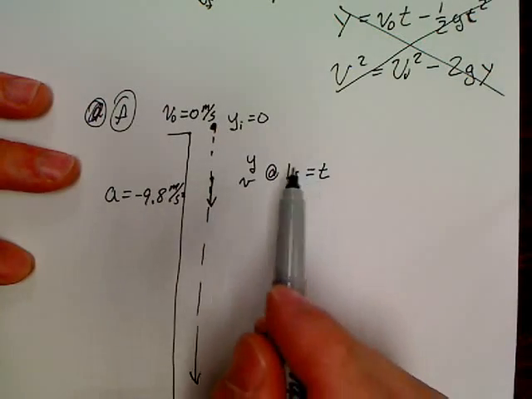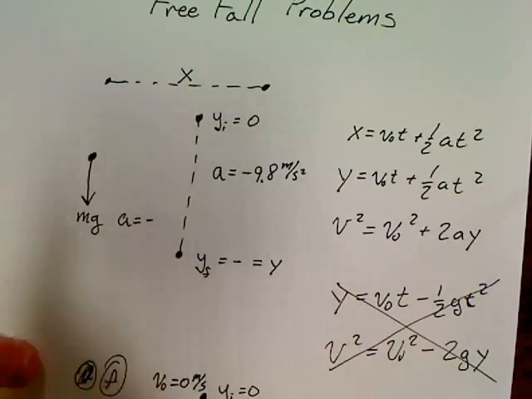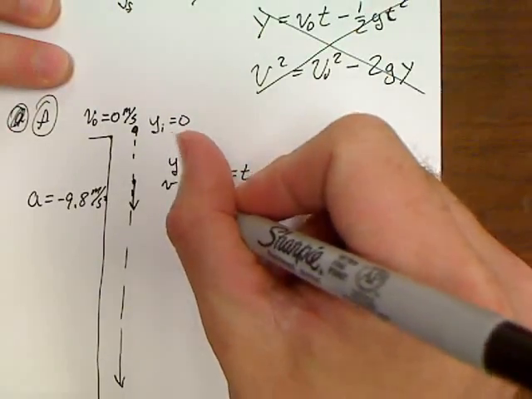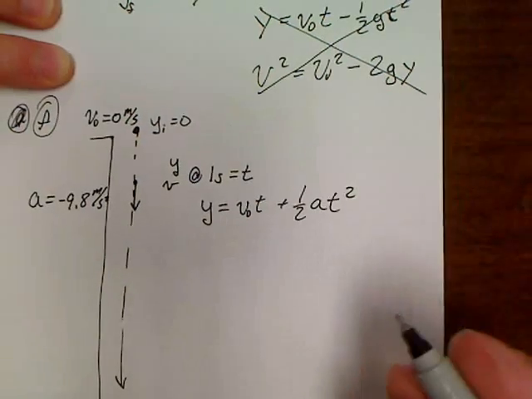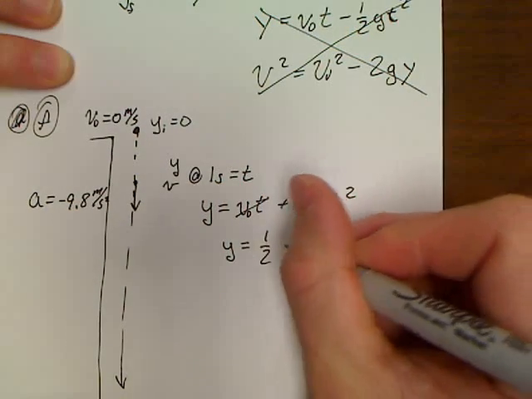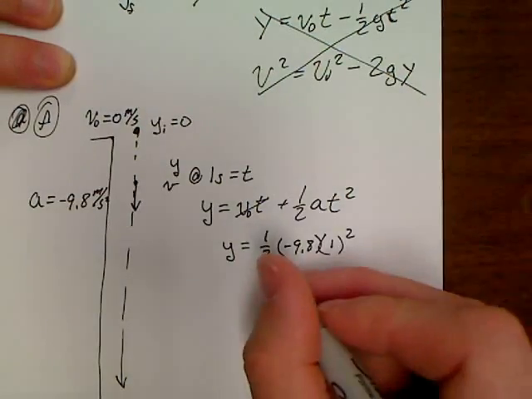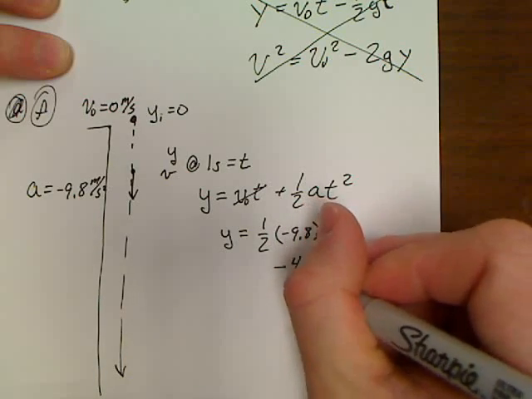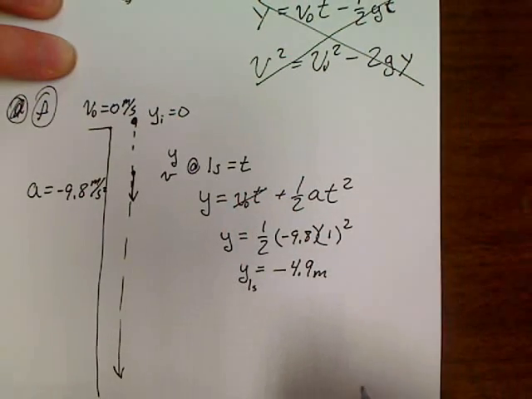So now if you look, we've got one, two, three numbers. Just like I told you on the problems that work like this, as long as we have three numbers, we can work the problem. So if we want to find y, let's go straight for the second equation. y equals v0t plus 1/2 at squared. v0 is zero, so this just becomes y equals 1/2 times negative 9.8 times 1 squared. Well, half of negative 9.8 is negative 4.9 times 1 squared is negative 4.9 meters. So that is our y position at 1 second.